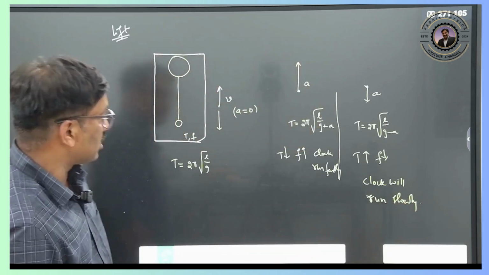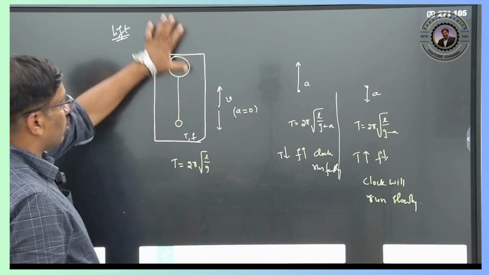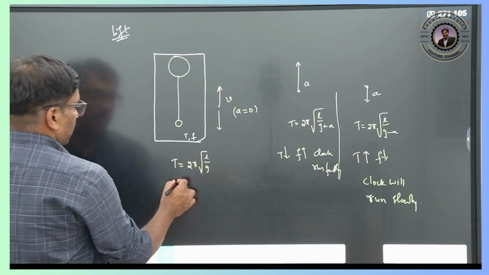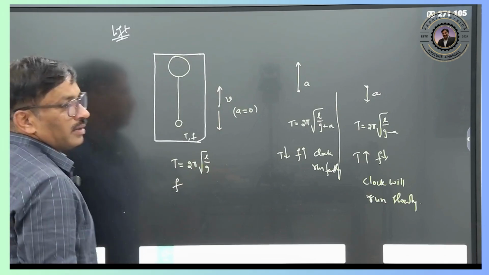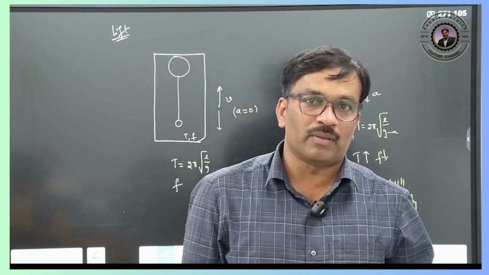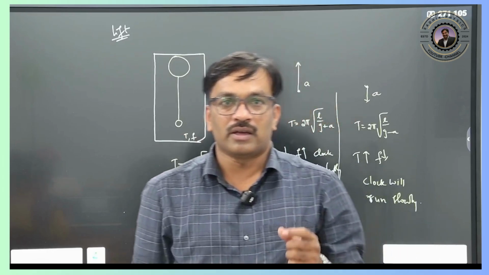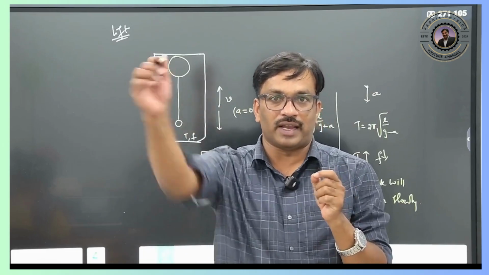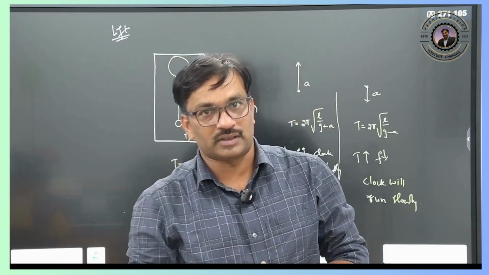Clear? So in this way, if the lift is going upward and downward with a constant speed, there is no change in the time period, there is no change in the frequency. This is actually the reason why we are not using pendulum clocks nowadays. It is only because the g value will change, and due to the change in the g value, the clock will also change.